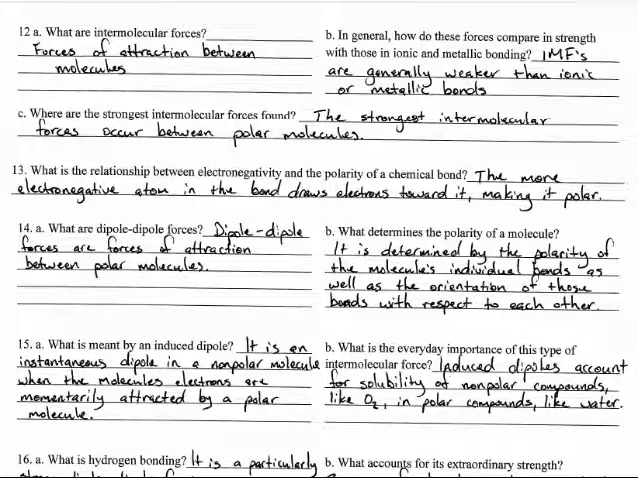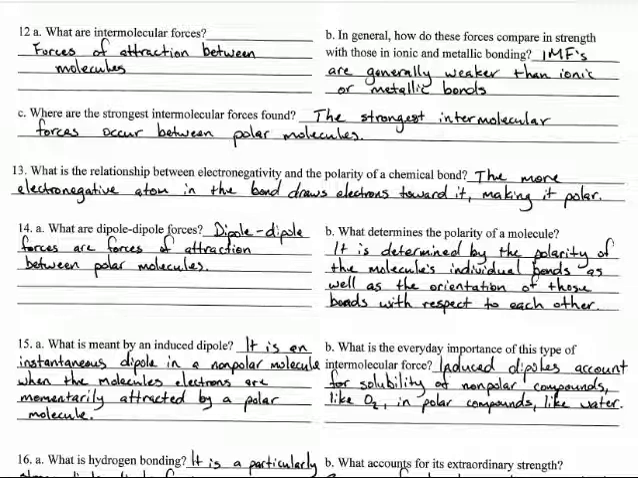Number 15. What is meant by an induced dipole? An induced dipole is an instantaneous dipole in a non-polar molecule when the electrons are momentarily attracted by a polar molecule. So there's something that is polar, which causes, right? So there's a partial positive end, there's a partial negative end.